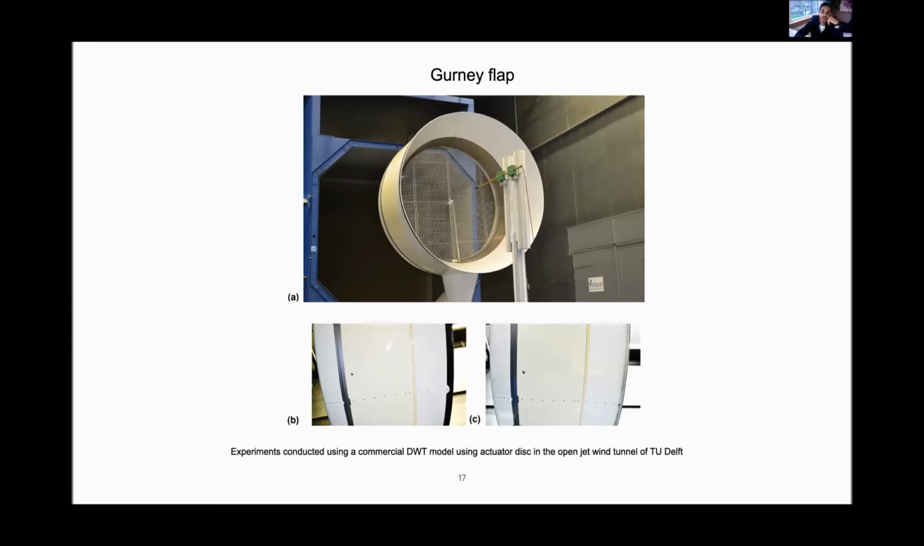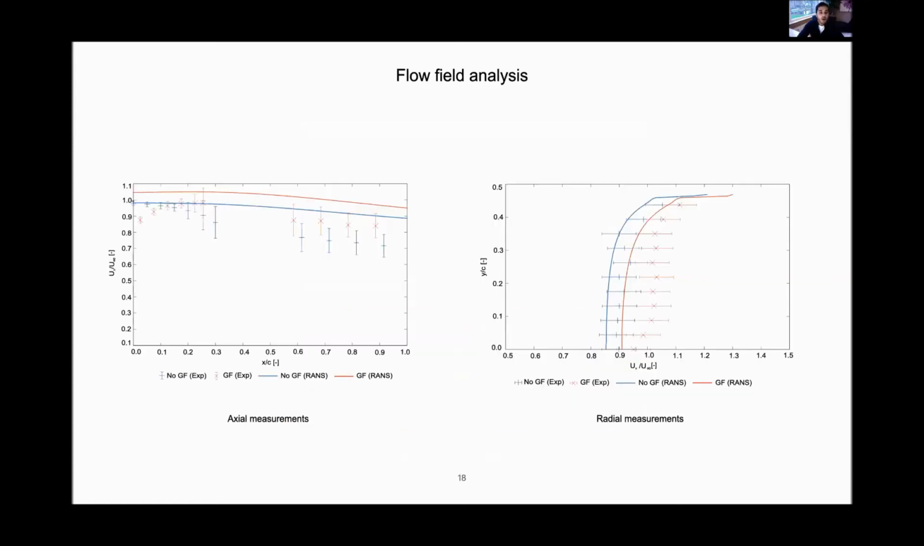We carried out the experiments for both configurations using the radial and the axial measurements for the flow velocity. What you notice out here is the axial flow velocity with the Gurney flap. On the left figure, I show the axial velocity on the center line. On the right are the radial measurements. Definitely with the Gurney flap, you see an increase in the velocity with respect to the no Gurney flap configuration. And this matches well with the experiments as well.